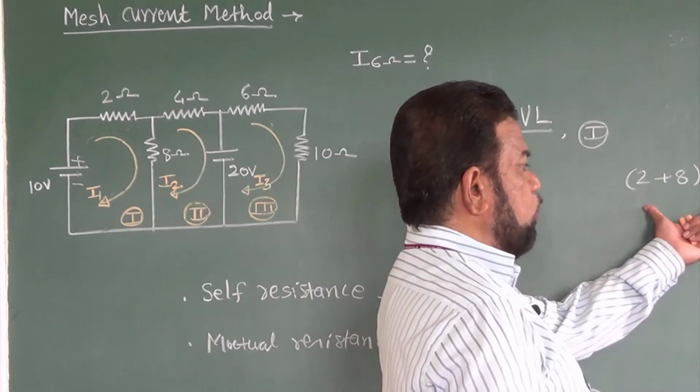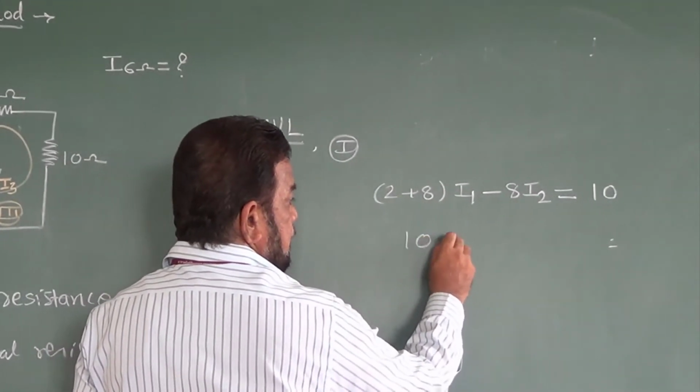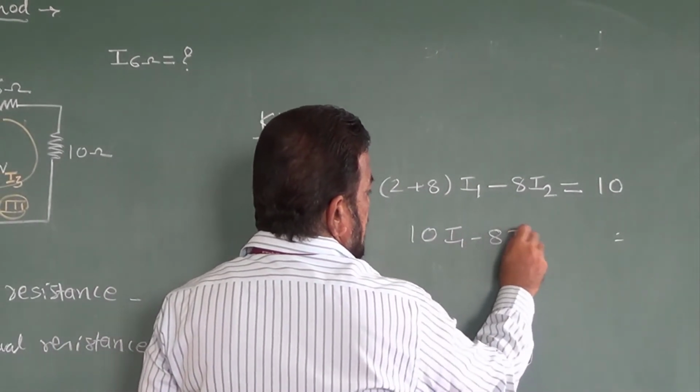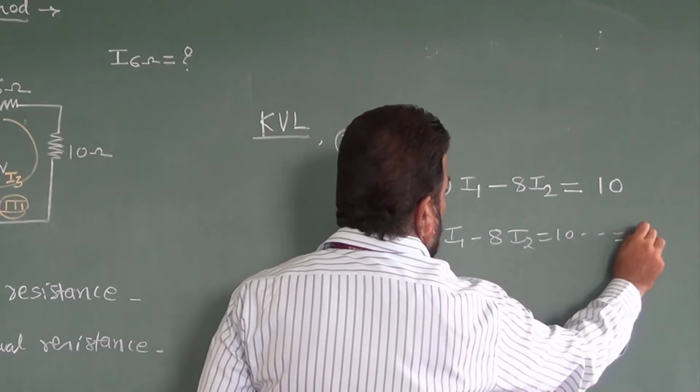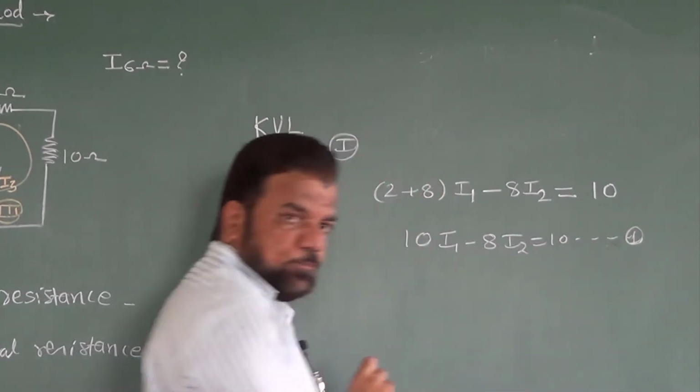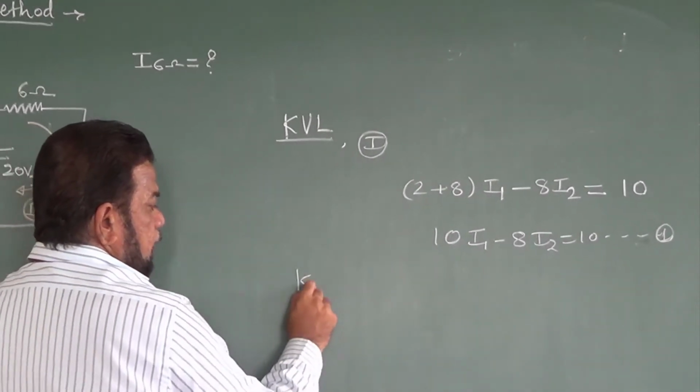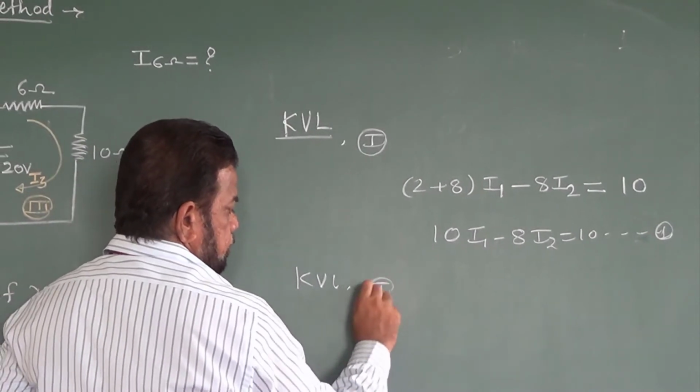Okay, so this is your equation. If you simplify, it is 10 I1 minus 8 I2 equal to 10. I will write this as equation number 1. Right. Now I apply KVL to loop 2.